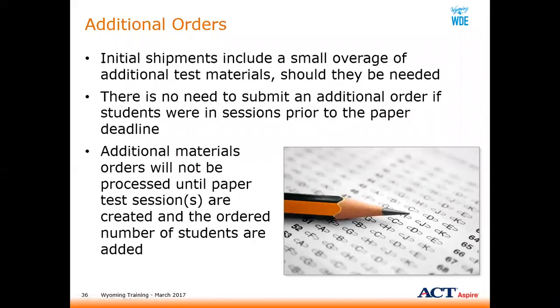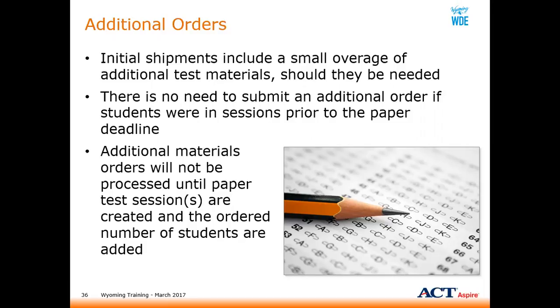Before we review this new process, I just want you to have some things to keep in mind. Remember, your initial shipments are going to include a small overage of test materials, and you don't need to submit an additional order for any of those students that you got into paper-based test sessions prior to March 10th. That was, remember, the deadline for paper-based test sessions. So any students you got into those paper test sessions by March 10th are going to receive materials. You're going to get that initial shipment, and you're going to have a small overage of materials for additional students that you may need.